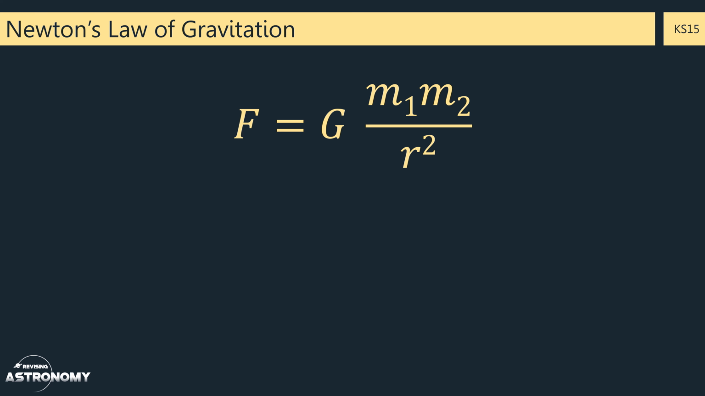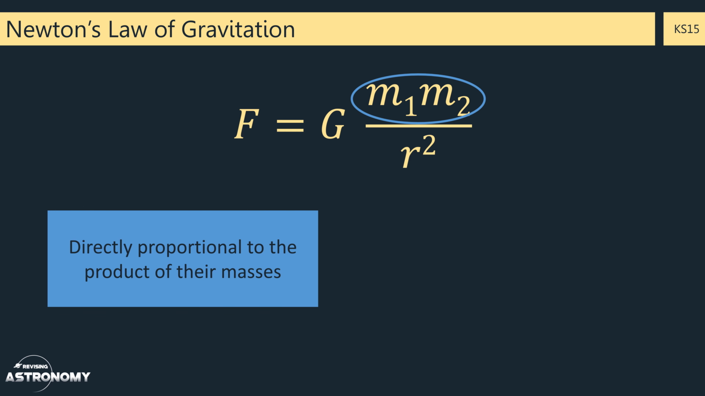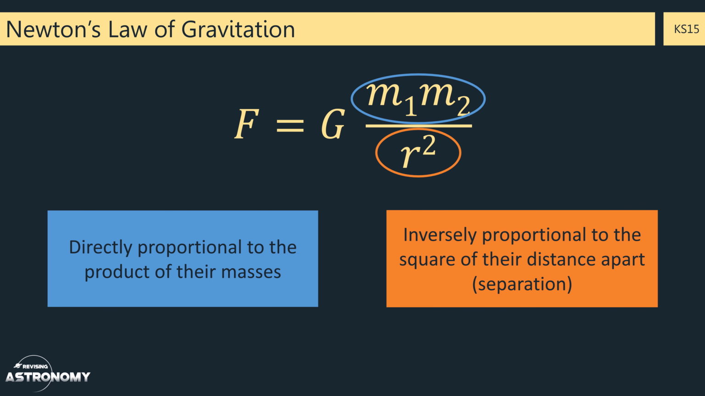Hello. In this video we're going to be looking at Newton's law of gravitation, which can be represented by the formula shown here. Newton's law of universal gravitation states that every body in the universe attracts every other body with a force that is directly proportional to the product of their masses, m1 multiplied by m2, and inversely proportional to the square of their distance apart.